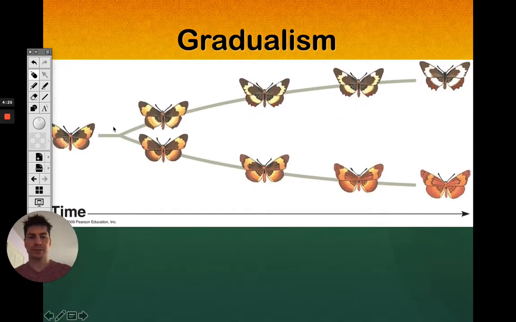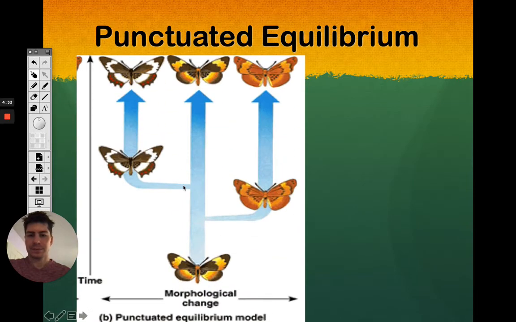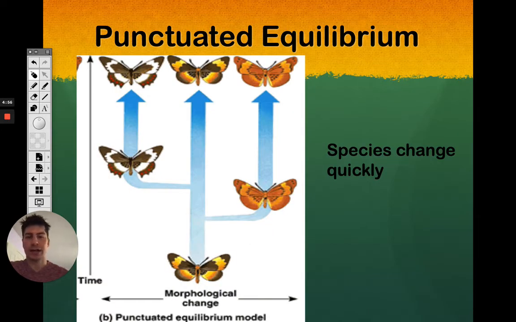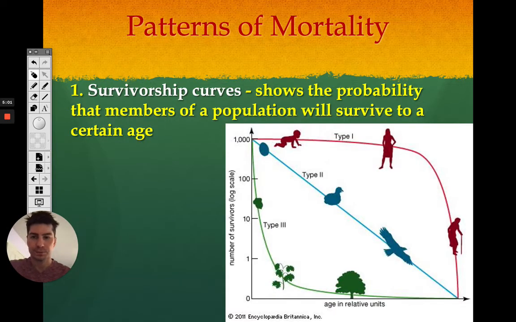So here is gradualism. You can see the butterflies are slowly morphing into 2 species. We have a slow, steady change there. Here is punctuated equilibrium. Not so long of a time, and we don't have many different colors of butterflies in between the common ancestor and the new ones up there. So it's very quick. Now, which one is correct between these two on how evolution happens? Punctuated equilibrium is the correct way that evolution occurs.